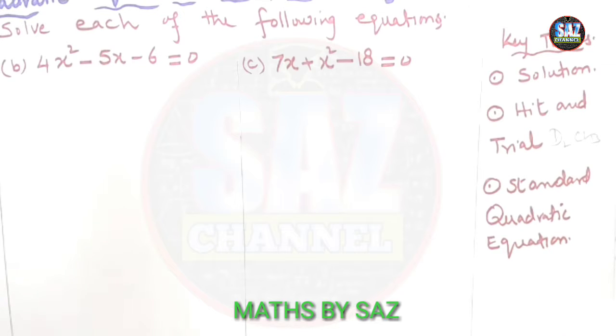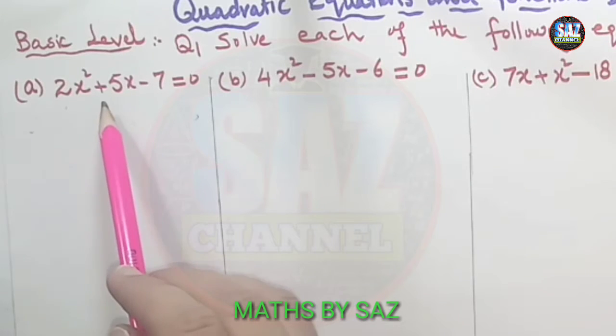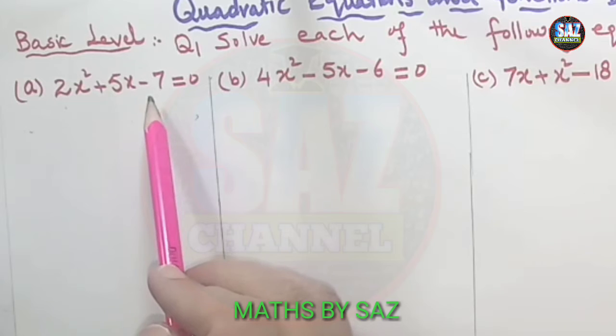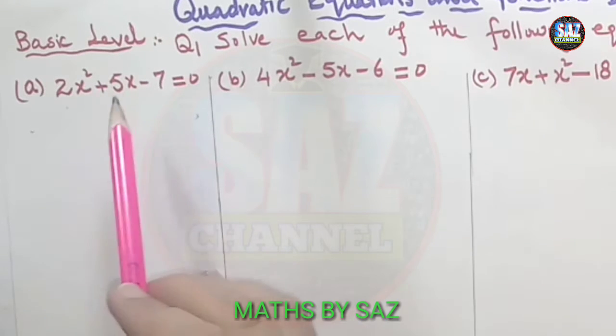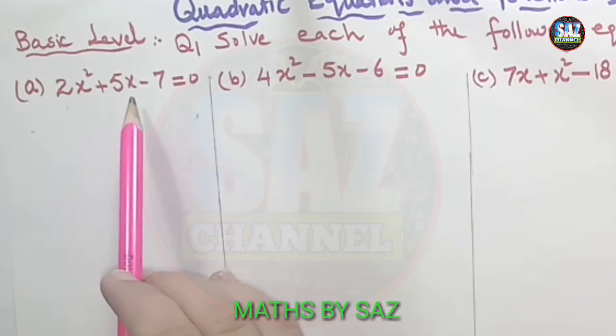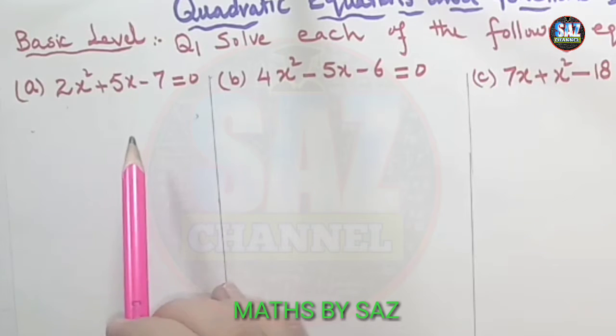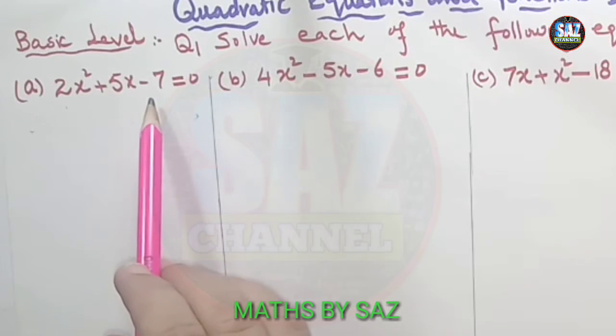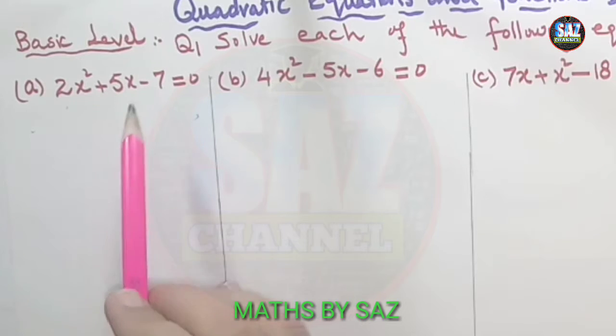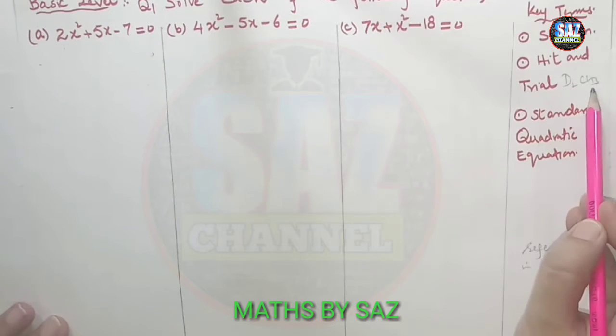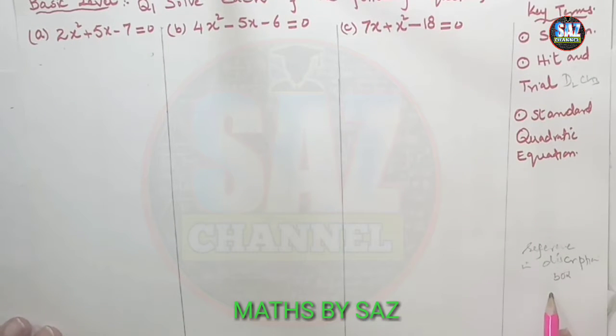Let's move to the question. The question is 2x square plus 5x minus 7. It's the standard quadratic equation. I can factorize this with the help of the hit and trial method. If you find any difficulty in understanding the hit and trial method, you can watch my D2 chapter number 3 lesson, for which I'll give the reference in the description box. So let's move to the solution.